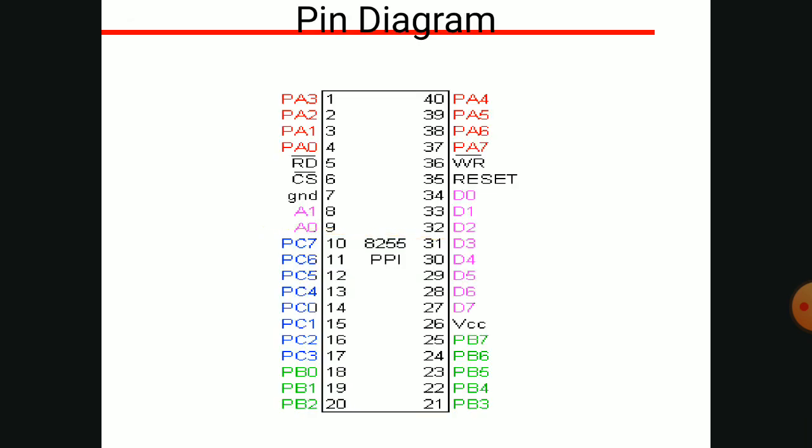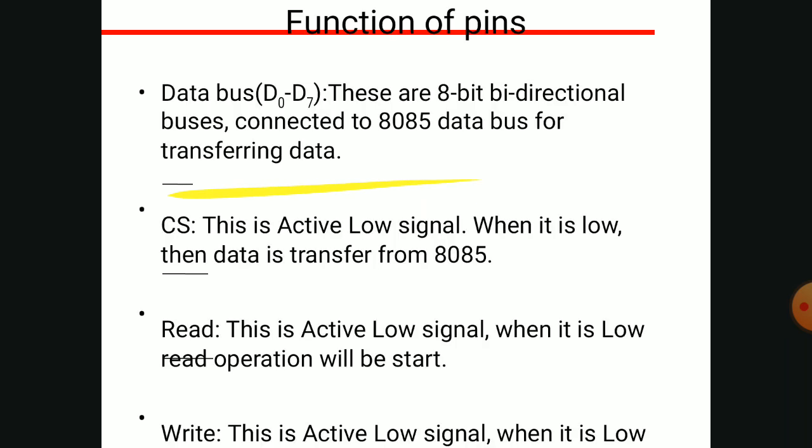This shows the pin diagram of the 8255 PPI. The main important pin functions of the 8255 PPI are, first, the data bus D0 to D7, which is an 8-bit bidirectional bus used for transferring data. Another one is CS bar. It is an active low signal. Active low means whenever the signal is low, it is considered active. That is the meaning of an active low signal. Whenever it is low, it enables the chip. That is the meaning of CS, chip select.